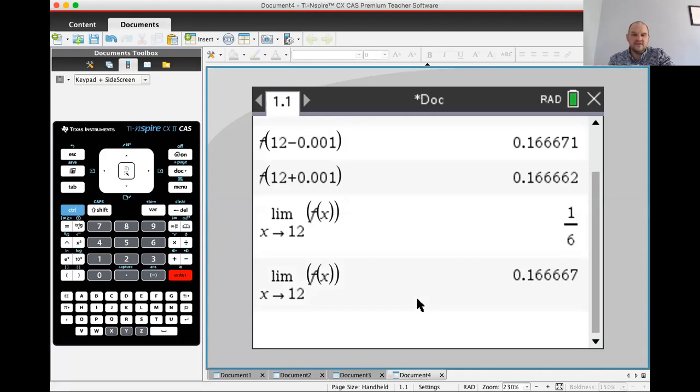If it didn't have a nice limit, the calculator might just spit out a decimal. It could spit out a radical. It could do anything. The calculator knows what it's doing as long as you know what to ask it.